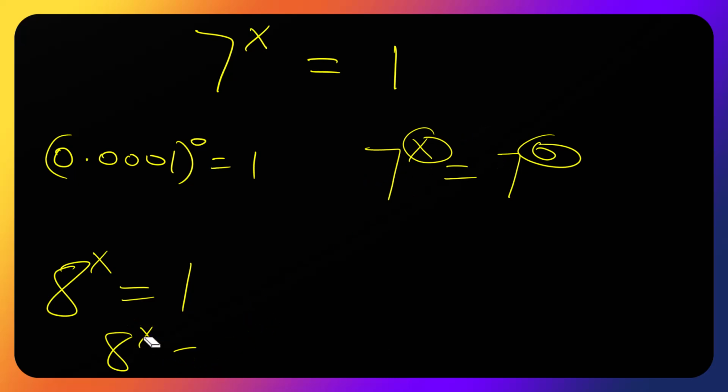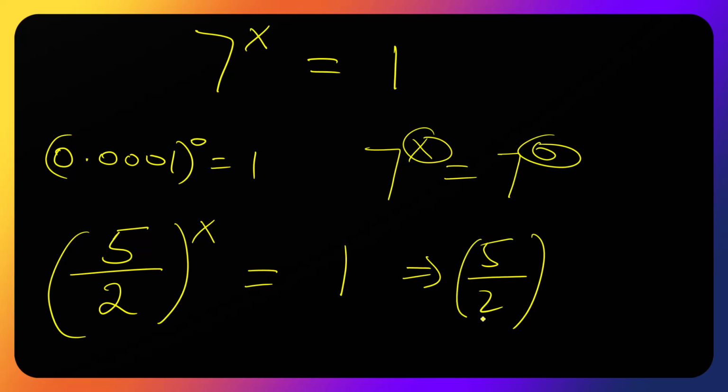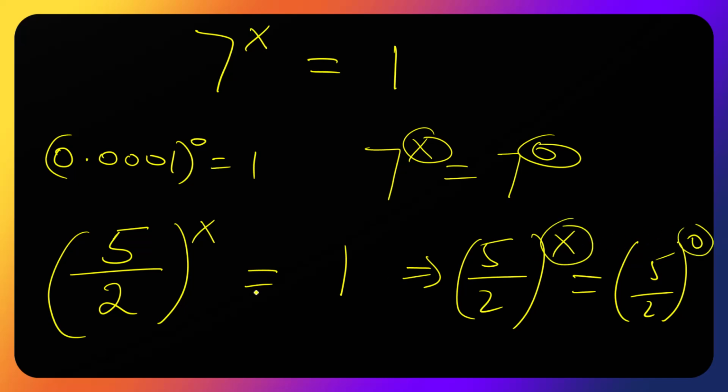Okay, so what if you get a fraction? For instance, 5 on 2 all raised to x equals 1. Now the idea is the same. This side is 5 on 2, so I will change the right hand side. So I have 5 on 2 raised to x, and this side will be 5 on 2 to the power of 0. Going back, this side will give us 1. So x equals 0.